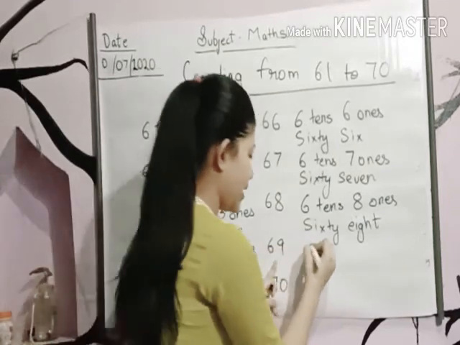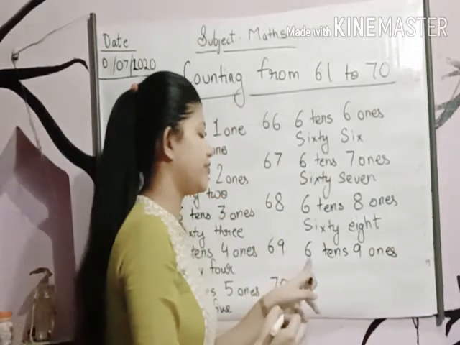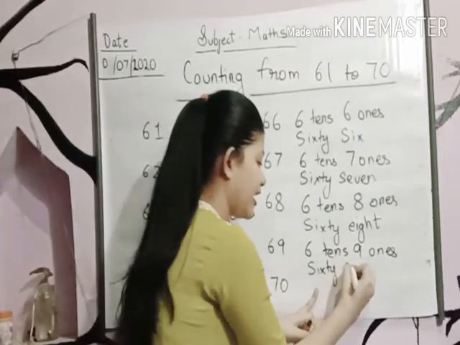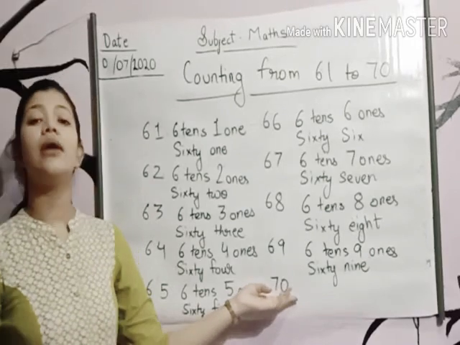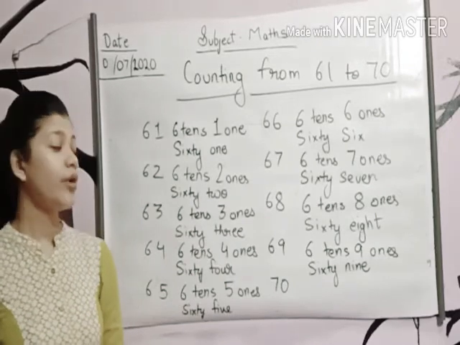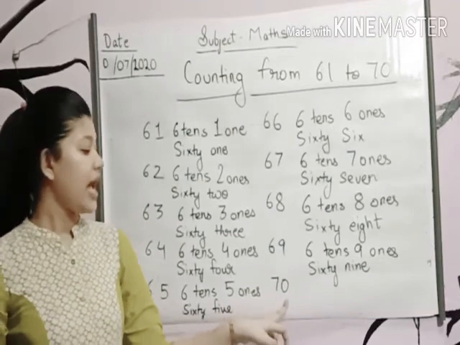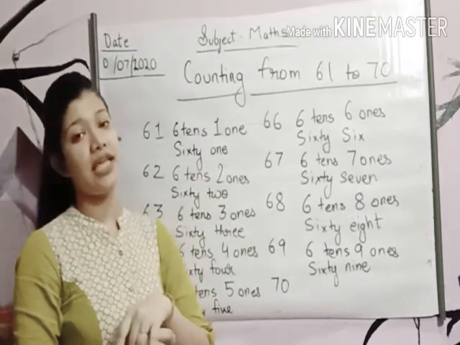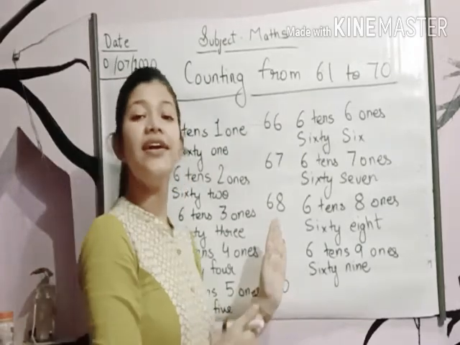Now 69 can be written as 6 tens and 9 ones, where 6 tens means 60 and 9 ones means 9. Yes. Now see students, we have come to number 70. Now 70 cannot be like this. Why? Because first of all the digit is changed at the tens place, that is 7, and at the ones place there is 0. But the step will be the same. It means 7 will be placed at the tens place and 0 will be placed at the ones place.